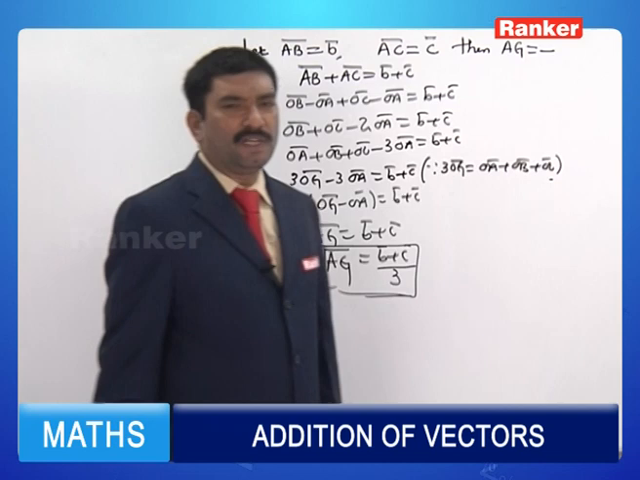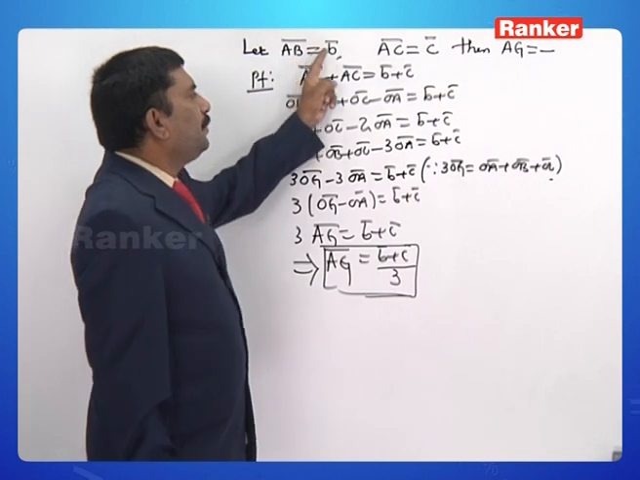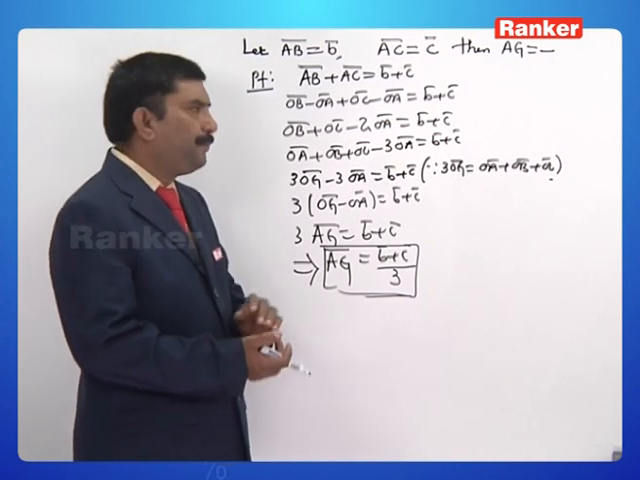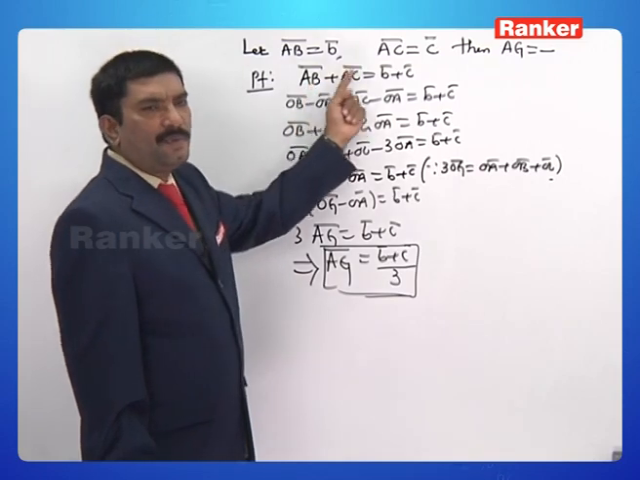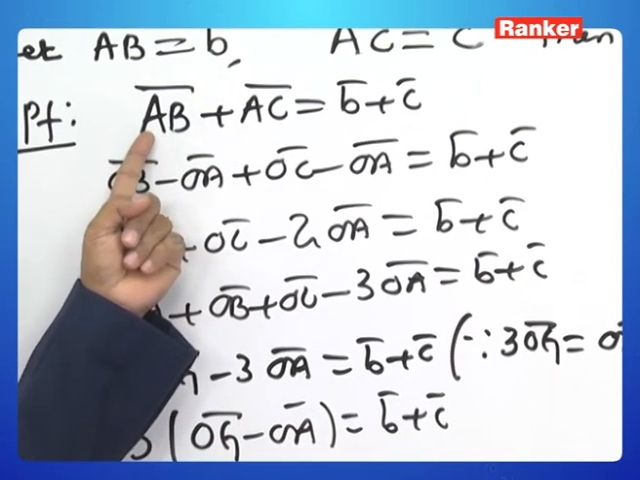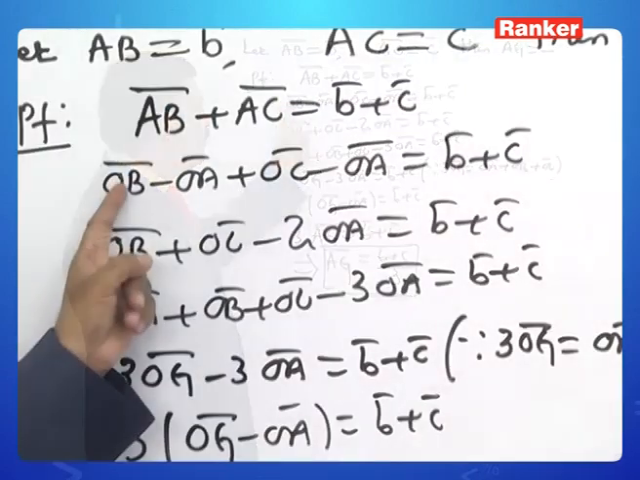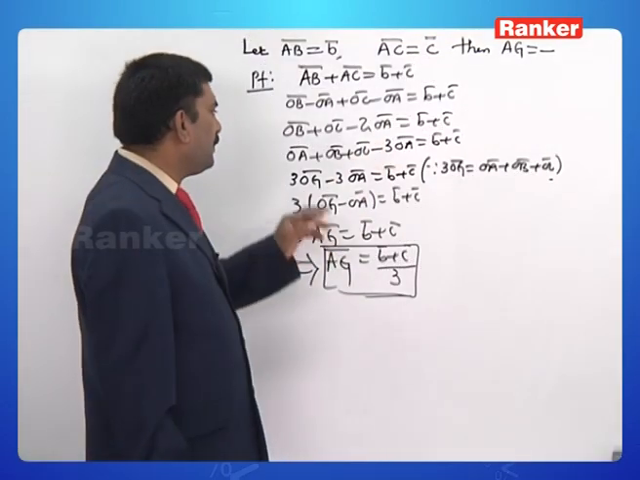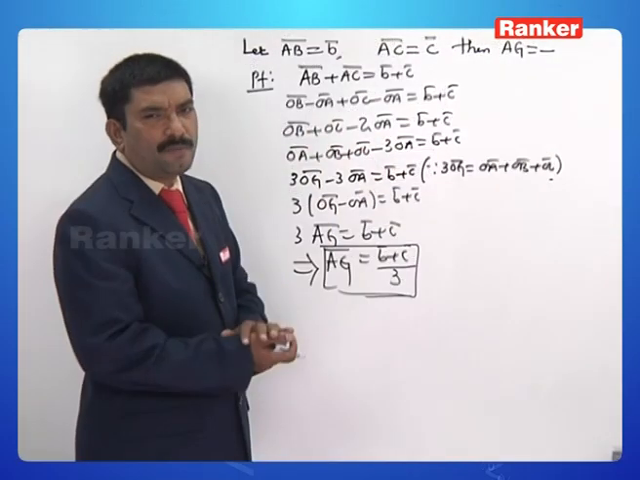Similarly, you can also go in cyclic order, taking different sides. So, as you know already, let AB bar is equal to B bar, AC bar is equal to C bar, then AC bar is equal to dash. Now I just added the two vectors and got AB bar plus AC bar is equal to B bar plus C bar. Next, every vector can be expressed as position vectors of its extremities, that is OB minus OA, OC minus OA, B bar plus C bar. So OB bar plus OC bar minus 2 into OA bar is equal to B bar plus C bar.